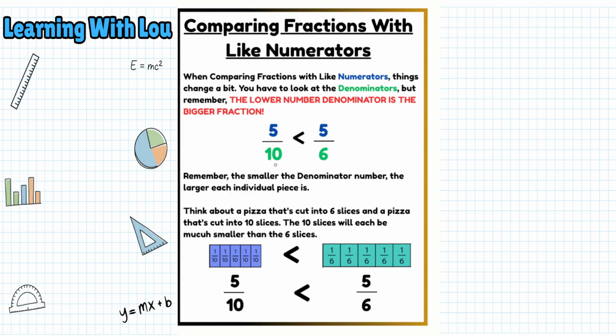One of your pizzas is cut up into 10 slices, and the other pizza that's the same size is cut into 6 slices. If you think about it, the more slices you have to cut a pizza into, the smaller each slice becomes. So if you have 10 slices, each of those slices is going to be pretty small compared to the pizza that's cut into only 6 slices. There's less people to share it with, so each slice is a little bit bigger.